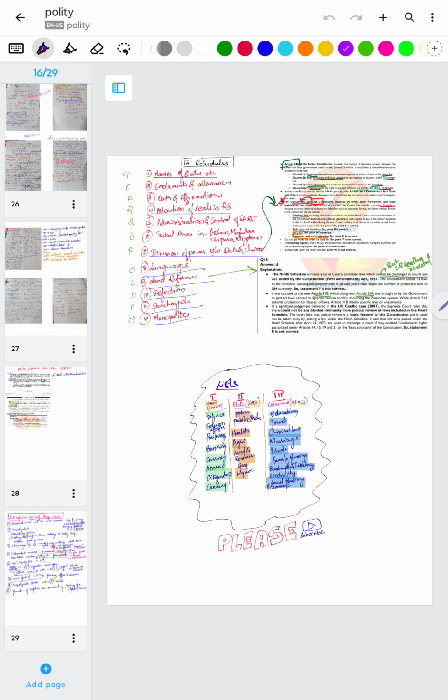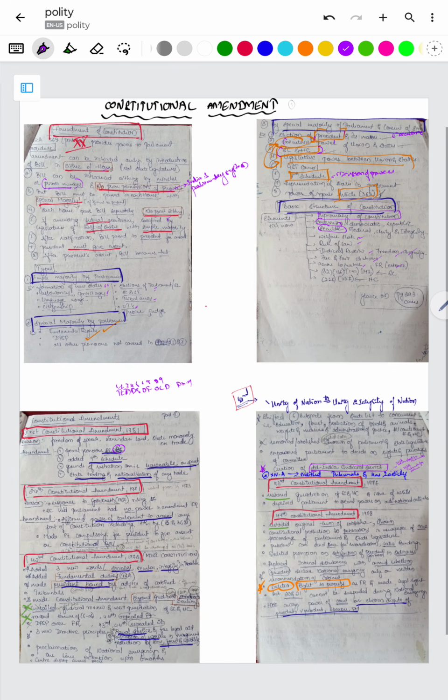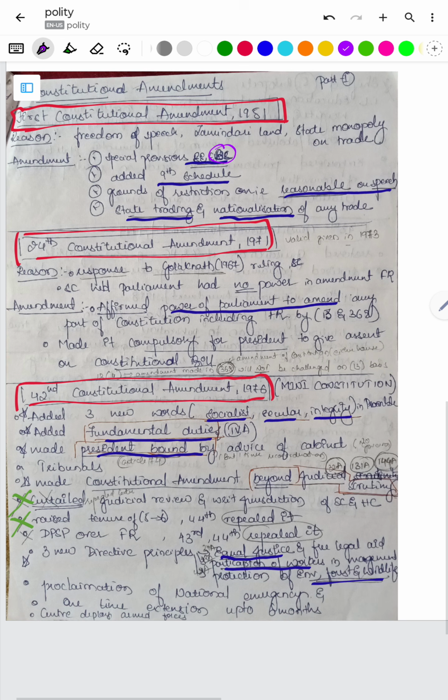Now let's move on to our topic itself. Special provisions for socially and economically backward sections was added in this one. Most of them would not remember this, but the first amendment contained this and that land reforms thing, and the grounds of restriction on speech, state trading and nationalisation of any trade. Okay, got them.